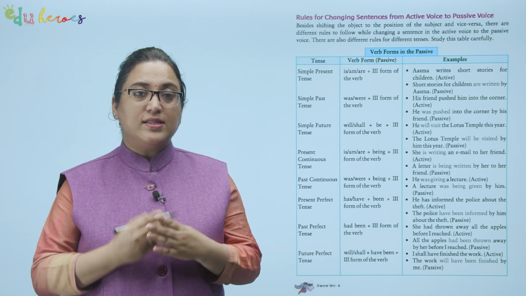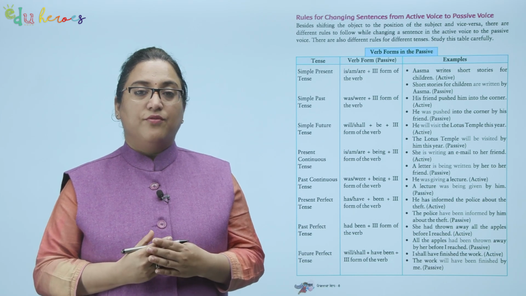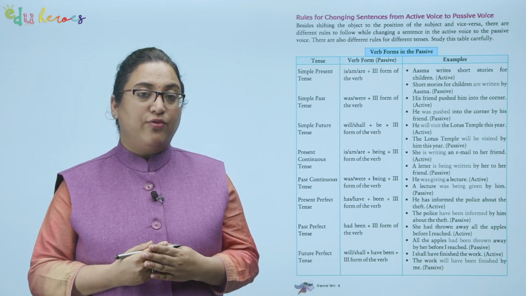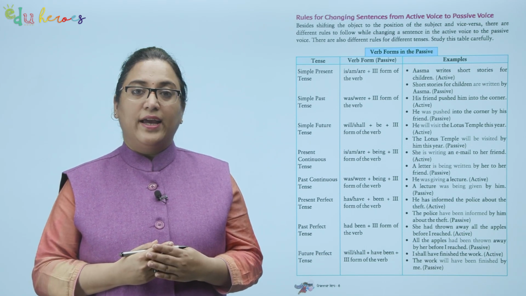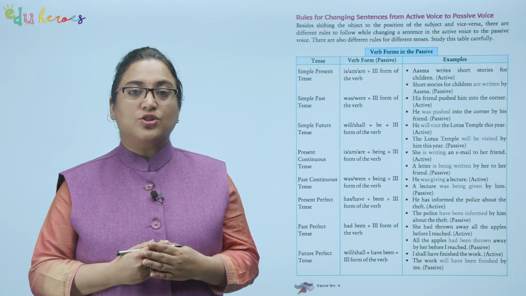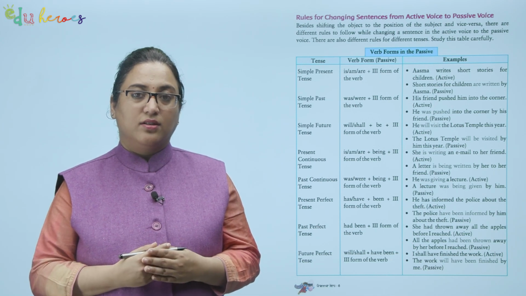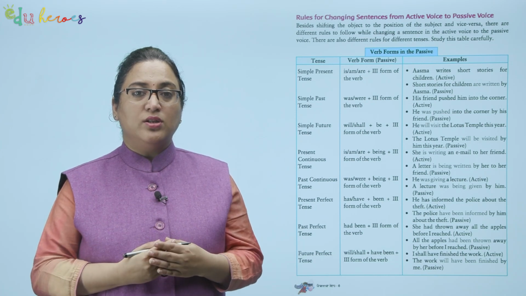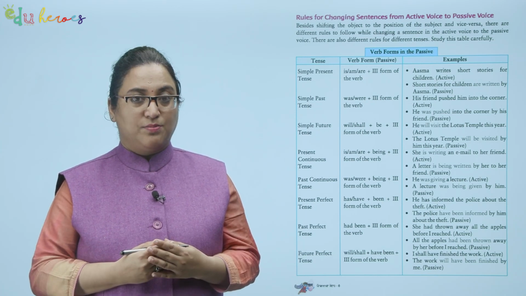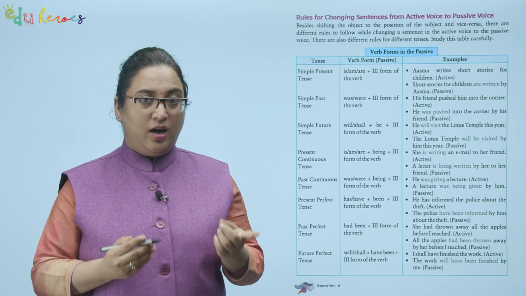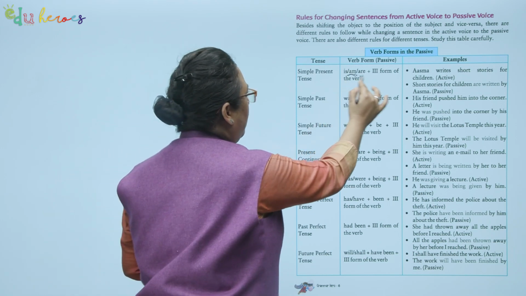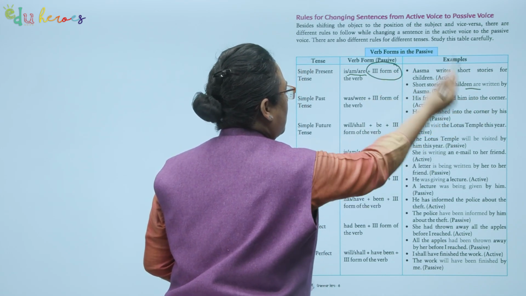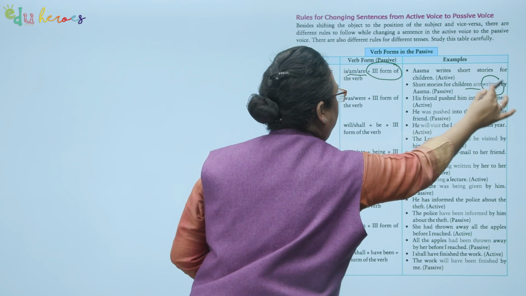Tense. When in simple present tense, we use the formula is, am or are, followed by the third form of the verb. Like, Asma writes short stories for children. This is the active voice. Change it to passive: Short stories for children are written by Asma. So we will use are here. Are and the third form of the verb. So let's tally. Written is the third form of the verb.